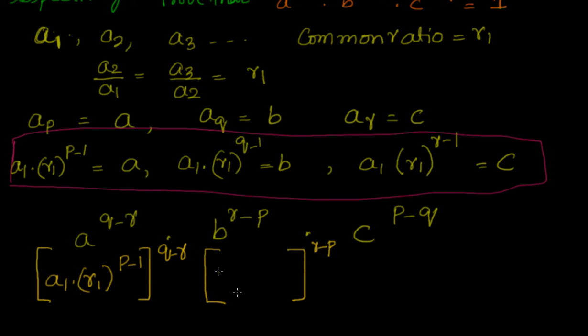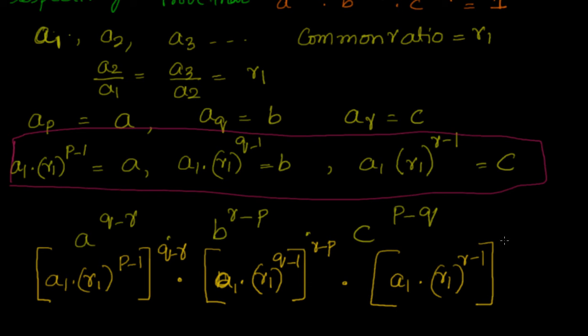What will I have there? a1 into r1 to the power of q minus 1, into r minus p. Similarly, I will have another thing, c. c is equal to a1 into r1 to the power of r minus 1, whole to the power of p minus q. Now this is what I have to prove equal to 1.